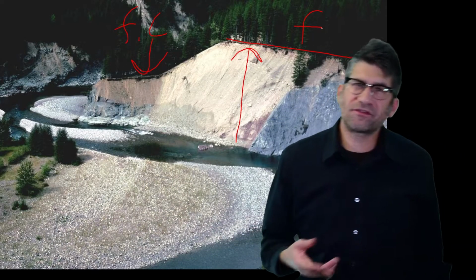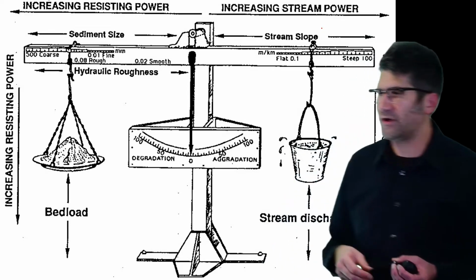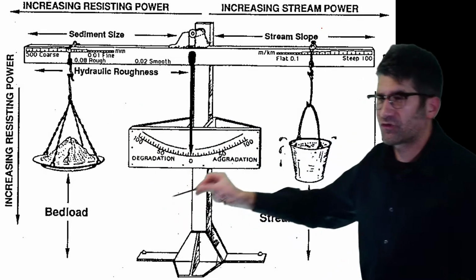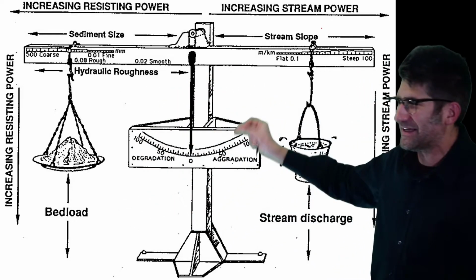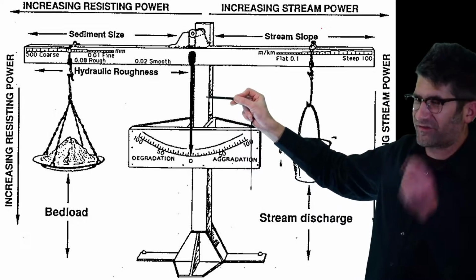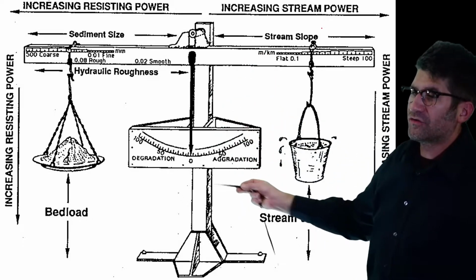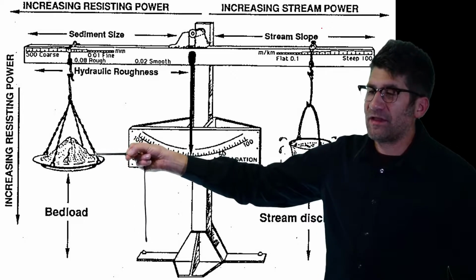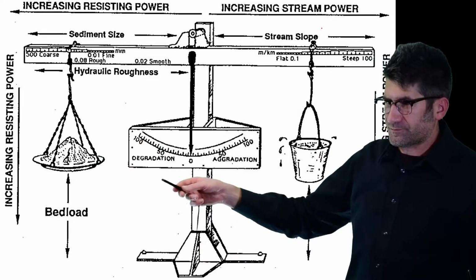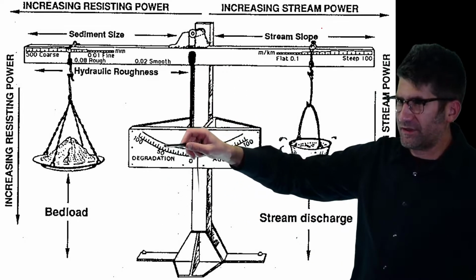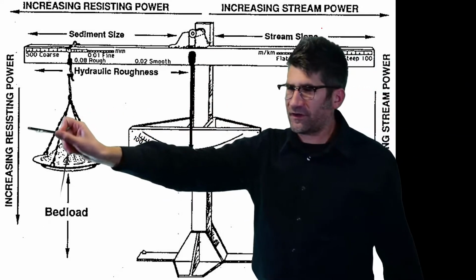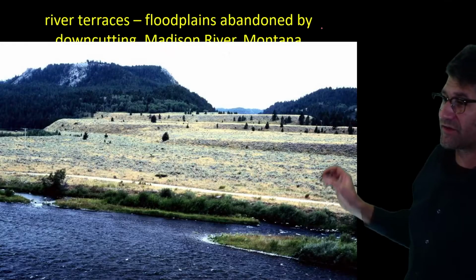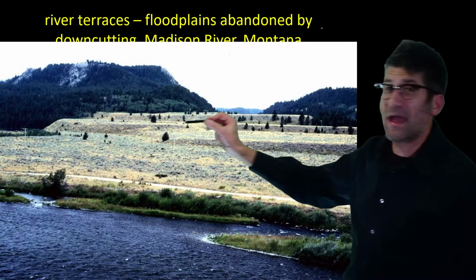When you're thinking about terraces and whether a river is going to aggrade or degrade, come back to your good friend here, Lane's stream balance. This is a great way of thinking about how a river is going to incise or aggrade and make terraces. So for example, if you have a river system that has lots of bed load in it, and all of a sudden you take the bed load away, this side of the balance is going to go up, and it's going to tip towards degradation. A great example of that would be these river terraces on the Madison River.